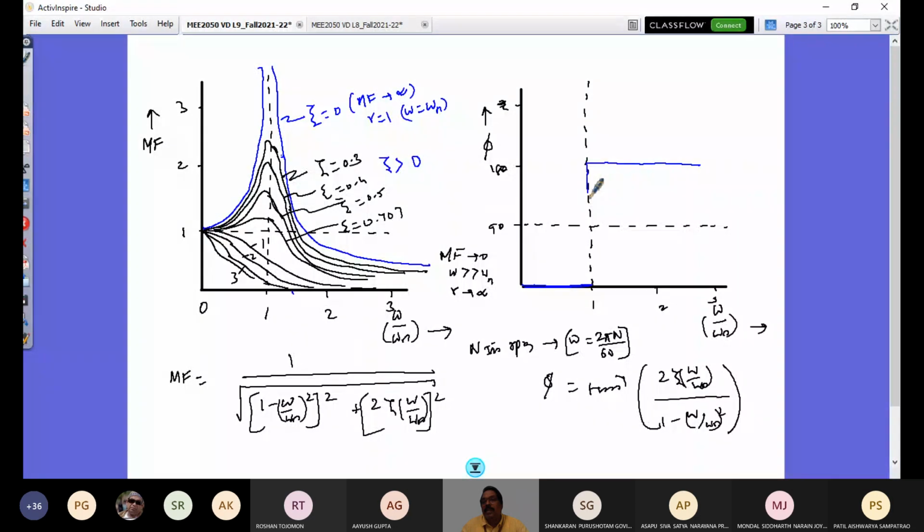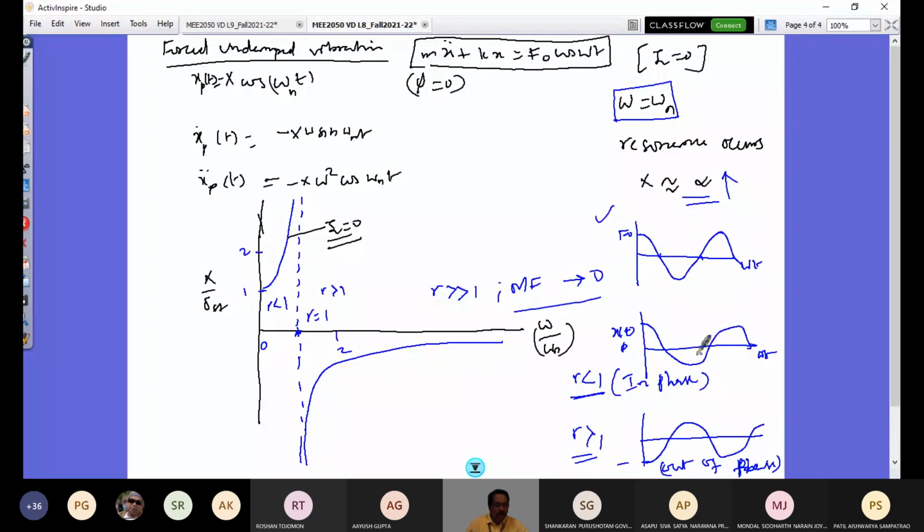The blue one you can look at in this as well as in this corresponds to zeta value equal to 0. When zeta value is 0, it is undamped forced vibration. And in such cases, you see when R value is less than 1, you have 0 phase angle, and R value greater than 1, you have 180 degree phase angle. So that reflects this understanding of in phase and out of phase response.